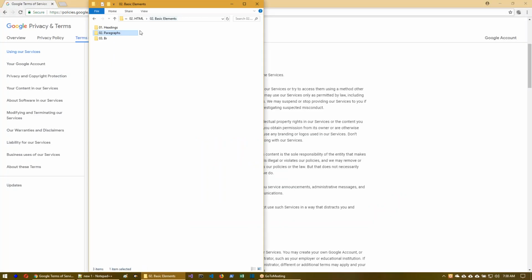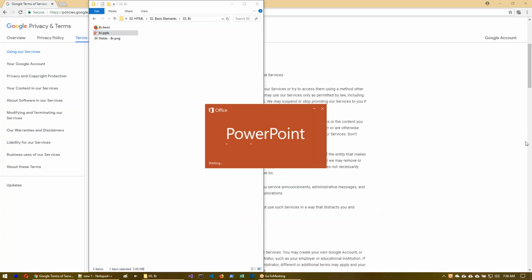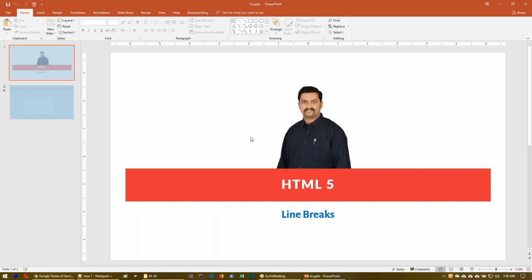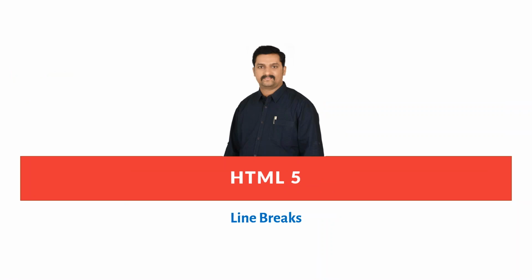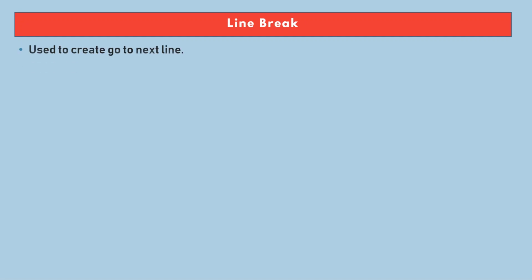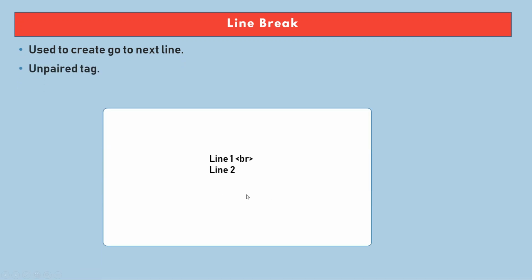Okay, next topic, line breaks. Whenever you have a requirement to go to the next line, we have to use line breaks. Suppose after some message, you want to go to the next line. In programming languages, we use \n, right? Just like that, here line breaks we have to use. That is through the br tag. To go to the next line, we use line breaks. That is through the br tag.